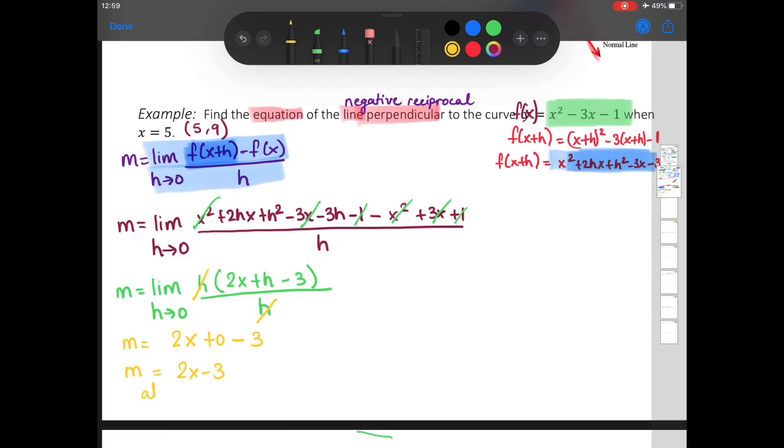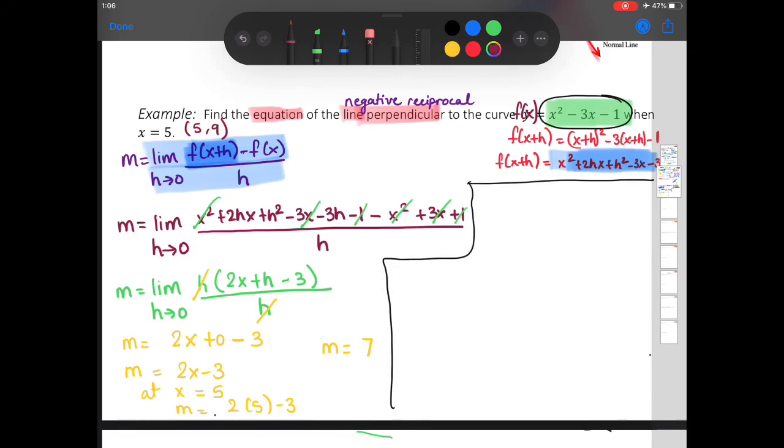I want to find the slope when x is equal to what? 5. So my slope would be 2 times 5 minus 3. So my m is equal to 7. 2 times 5 is 10. 10 minus 3 is 7. Okay, so 7 is the slope of the line that's tangent to the curve, right?